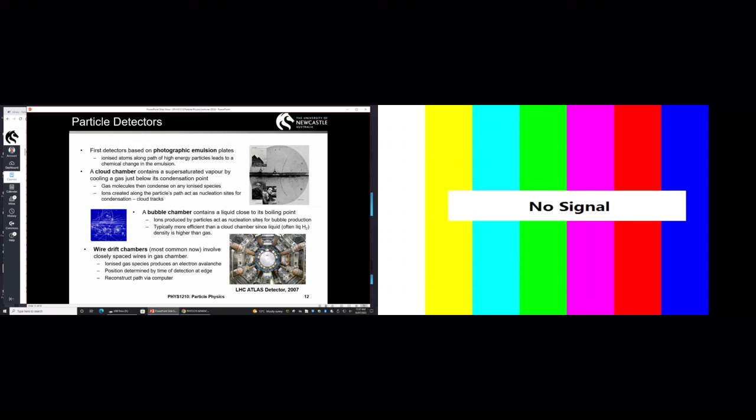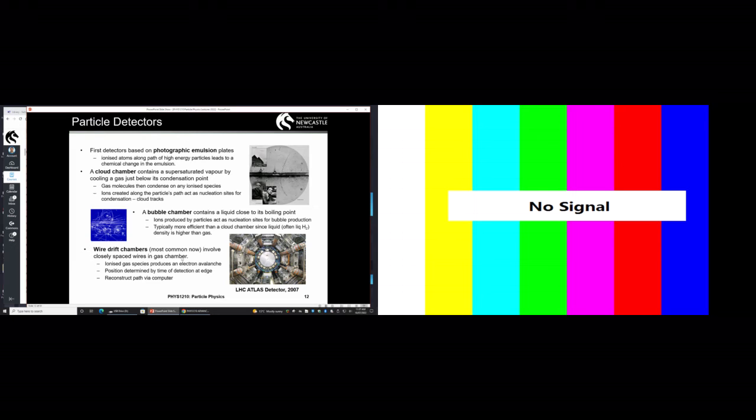So you want to smash 2 particles together, a whole load of stuff comes out, and you want to somehow detect that stuff that's coming out. So one option is to use a cloud chamber. A cloud chamber contains a vapor, and when a particle goes through, it causes a condensation of the material, and you see the condensation tracks. A bubble chamber is a little bit similar, except that you've got a liquid now. It's close to its boiling point. Again, when particles pass through it, it creates a trail of little bubbles, which you might detect.